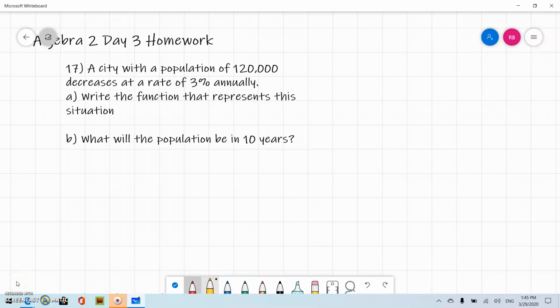Guys, this is the day 3 homework. I'm going over the homework because it seems like a lot of you struggled with this. So let's start with 17.